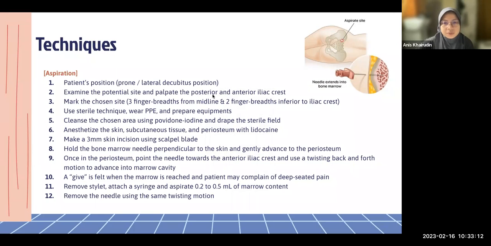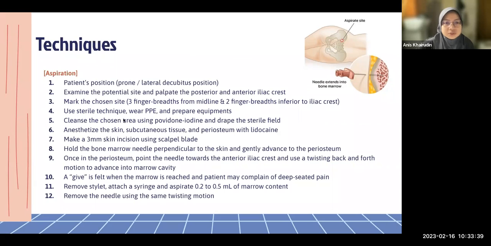So we need to palpate the posterior iliac crest, make sure where it is. But we also need to palpate the anterior iliac crest, because it'll be helpful later. Okay, and then the chosen mark is usually 3 finger breadth from the midline and 2 finger breadth inferior to the iliac crest that we have palpated just now.